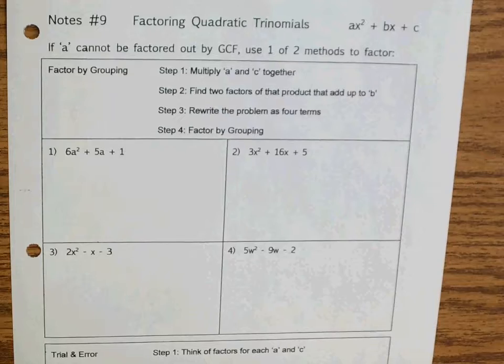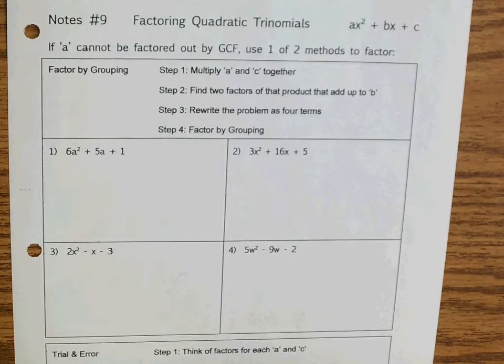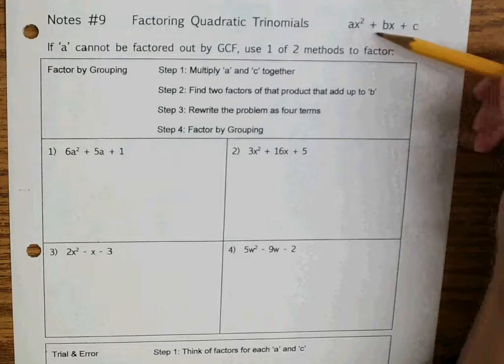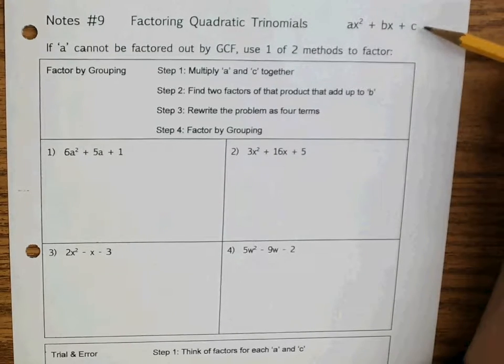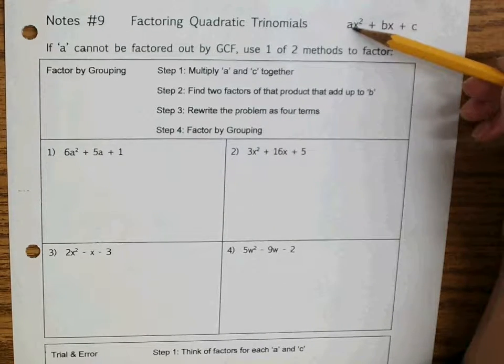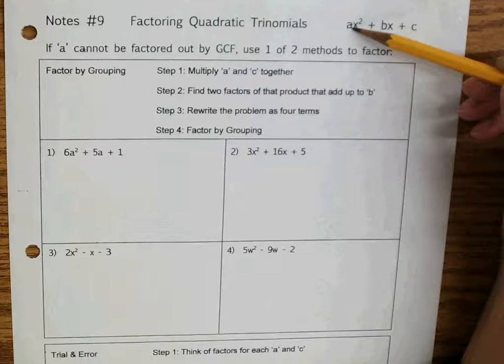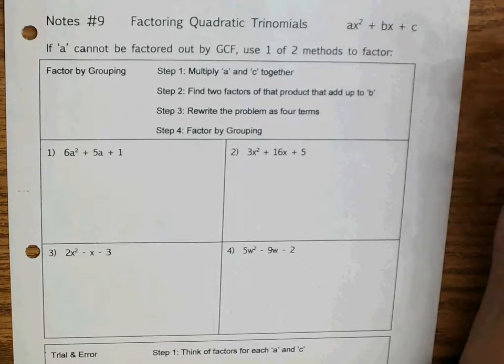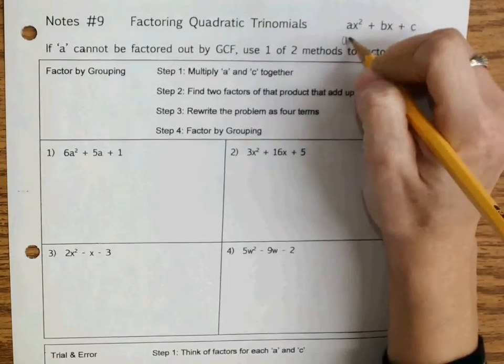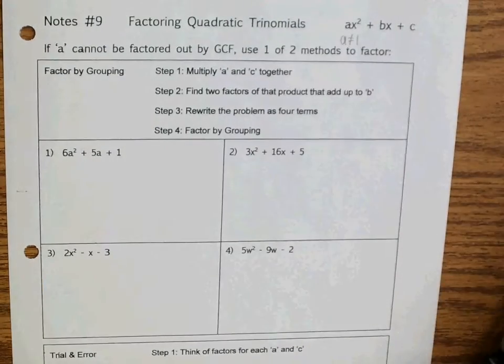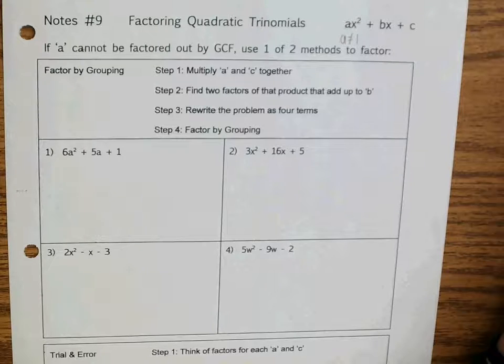This is factoring quadratic trinomials. We did factoring quadratic trinomials once before, but the first time, here is that standard form of a quadratic trinomial. The first time we did it, all of our quadratic trinomials had A equal to 1 when we factored. This time, A will not equal 1, so it will make things a little bit more challenging.